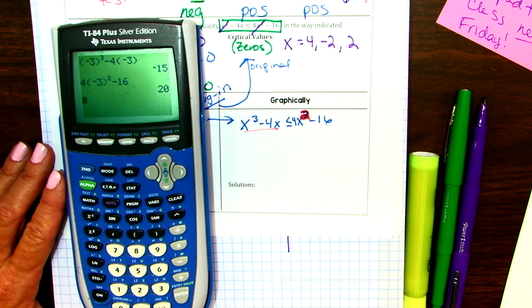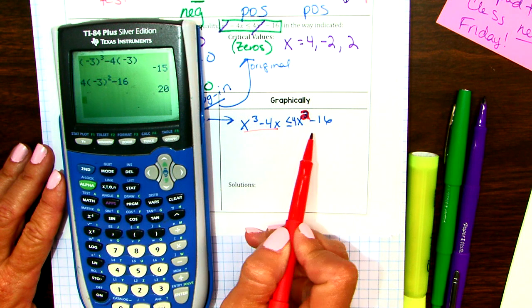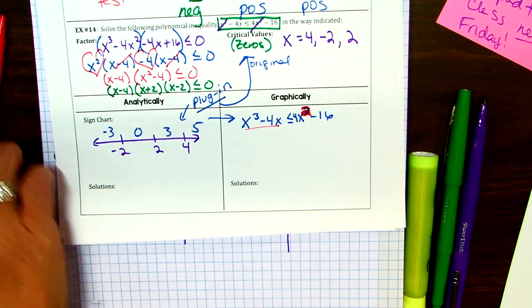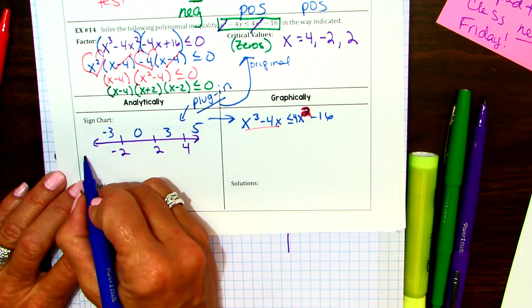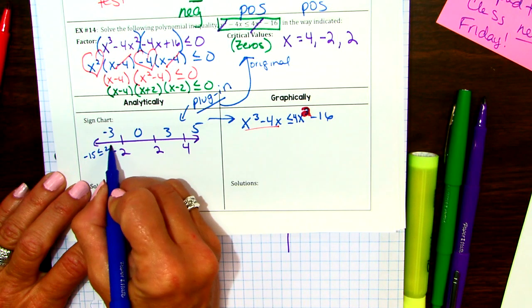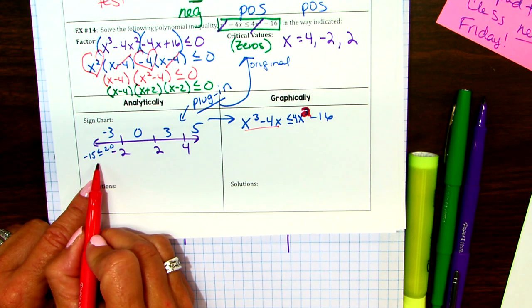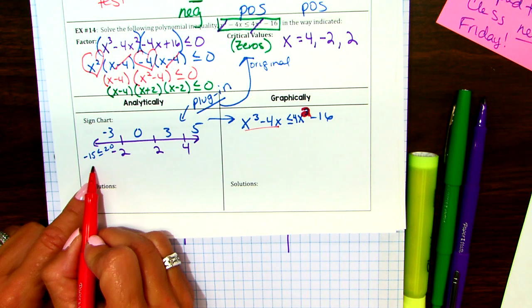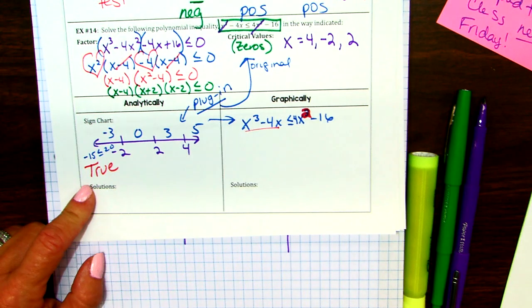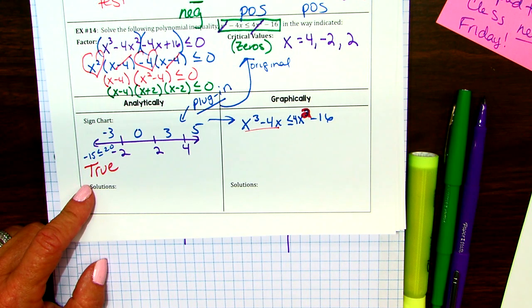So I got negative 15 and 20. What I got was negative 15 is less than or equal to 20. I'm going to write it. You don't have to. But that's what I just found. Negative 15 is less than or equal to 20. What I want you to tell me, though, is that true or false? It's true.